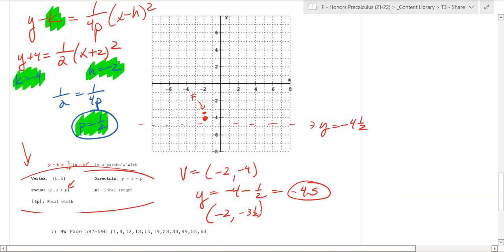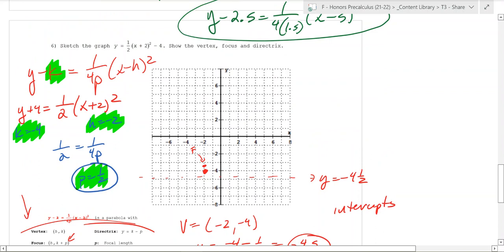So when you do this out, you can also plot intercepts. Those are very good to plot, and that's just when x is 0 and y is 0. So when x is 0, you end up with 2 squared over 2, so 4 over 2. So when you plug in 0, you get -2. It's going to be symmetric, so it's going to be right over here as well. So then when you graph this, you're going to end up with something that looks just like this.